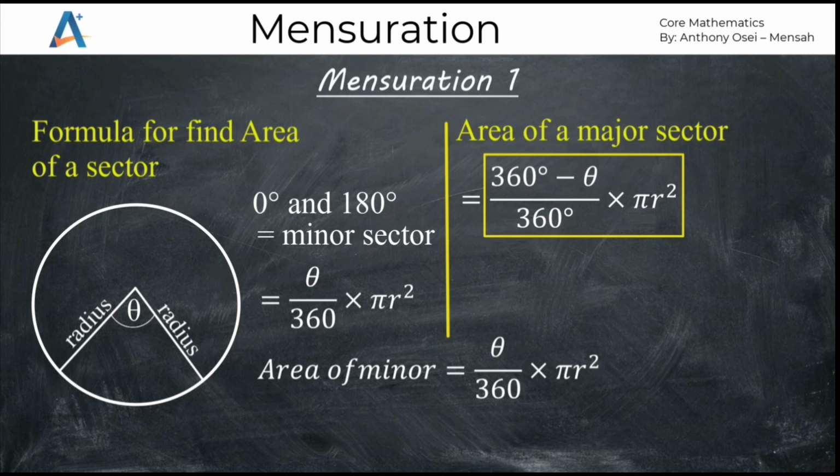The major sector has the major angle and has two radii with the major arc. So theta over 360 will not be the best formula to use. But 360 minus theta over 360 times pi r squared, because this is a major sector. And a sector is part of the circle. That is why we have multiplied pi r squared, which is the area of the circle, to this. The part is the 360 minus theta over 360. That fraction is a part of the whole times the area of the circle forms the area of the major sector. So this is the formula for finding the area of a major sector.